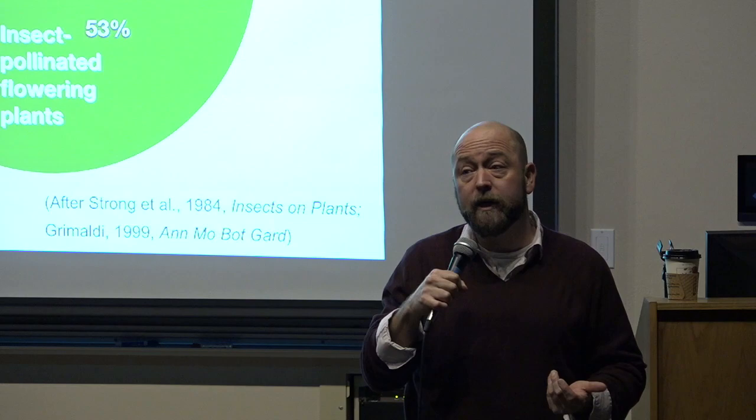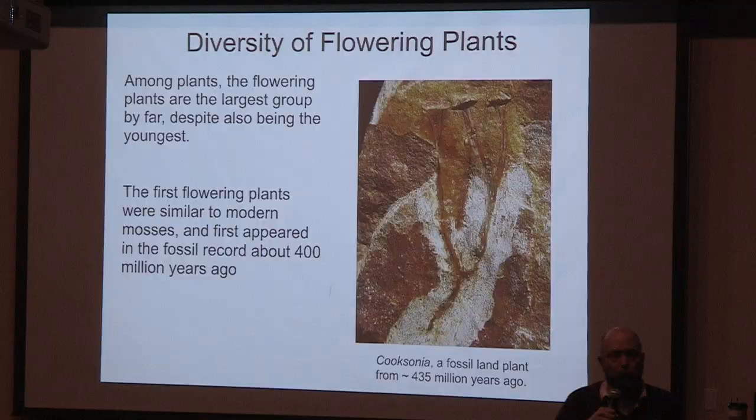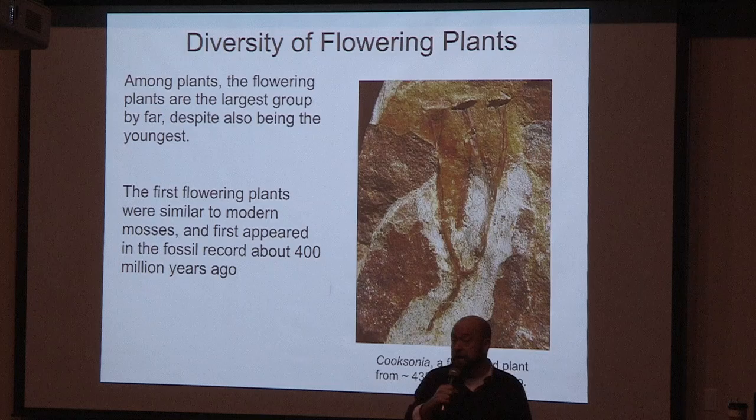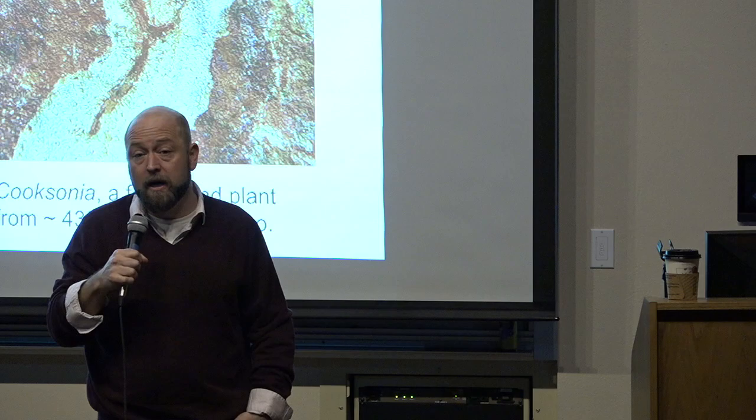So, for example, in looking at the fossil record, we see the first things that we can really identify as being probably plants beginning about 400 million years ago. There probably were plants living on land before that, but these are the oldest fossils that we can see. And so this is something called Cooksonia. It's dated about 435 million years ago, and it is likely related either to a moss or something called a club moss, so a pteridophyte.